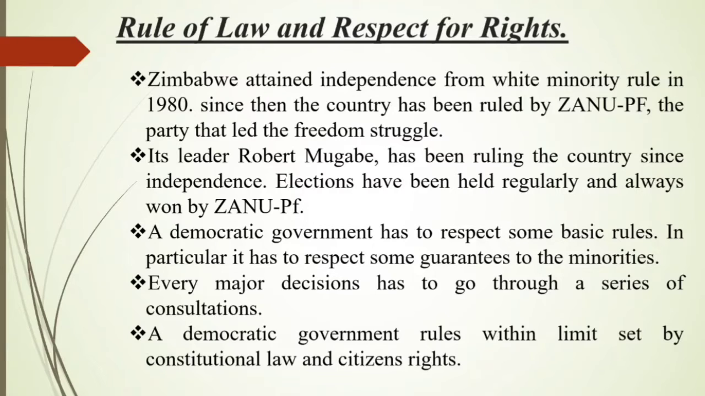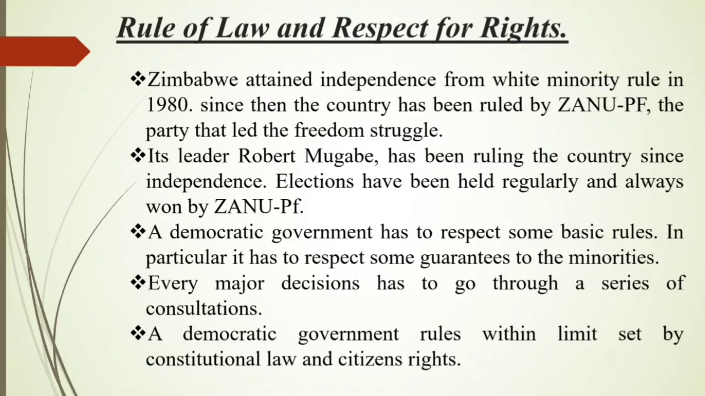So let's discuss Zimbabwe. Zimbabwe attained its independence from white minority rule in 1980. As you know, India was also ruled by the Britishers before 1947, and we got our independence in the year 1947. In the same manner, before 1980, Zimbabwe was ruled by the white minority.